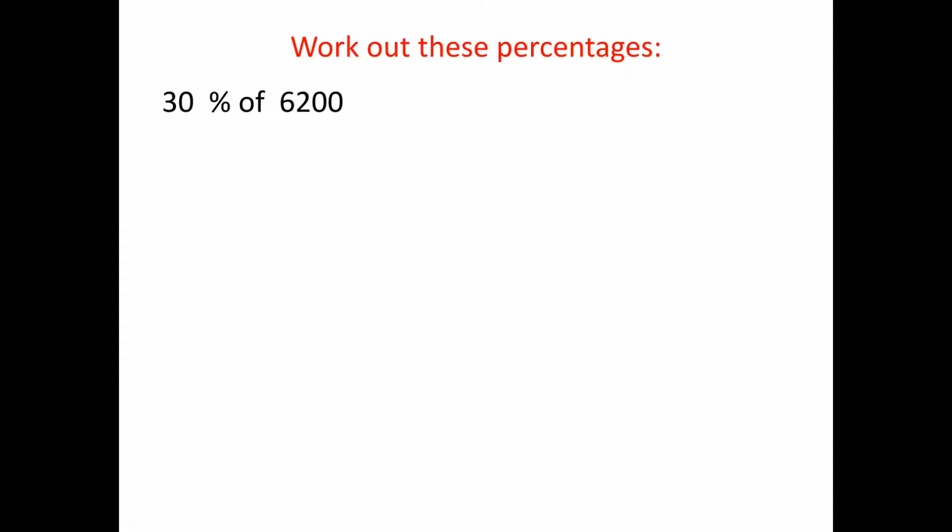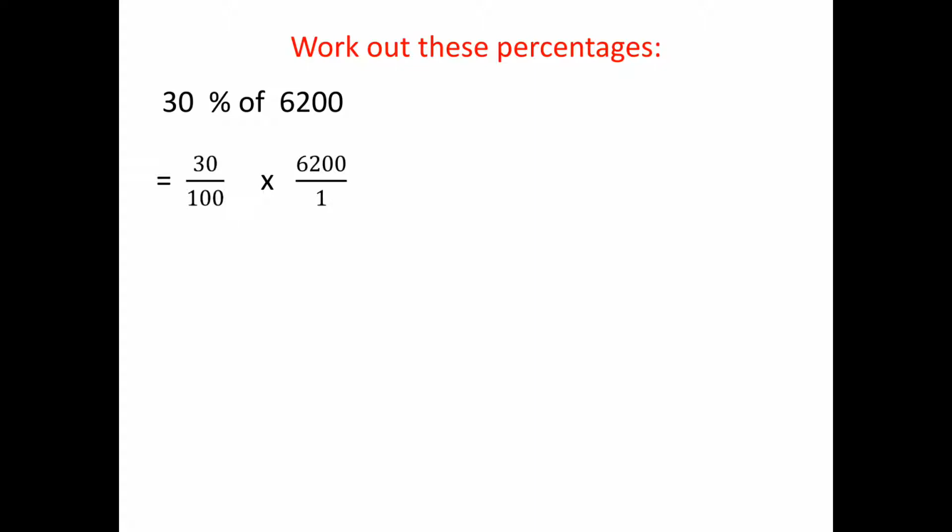How do I write each number as a fraction here? The 30% will be written as 30 over 100. Instead of the word of, we will put the multiplication sign. Instead of 6,200, we will put 6,200 over 1. Now I'm done with the first step, which is write each number as a fraction.